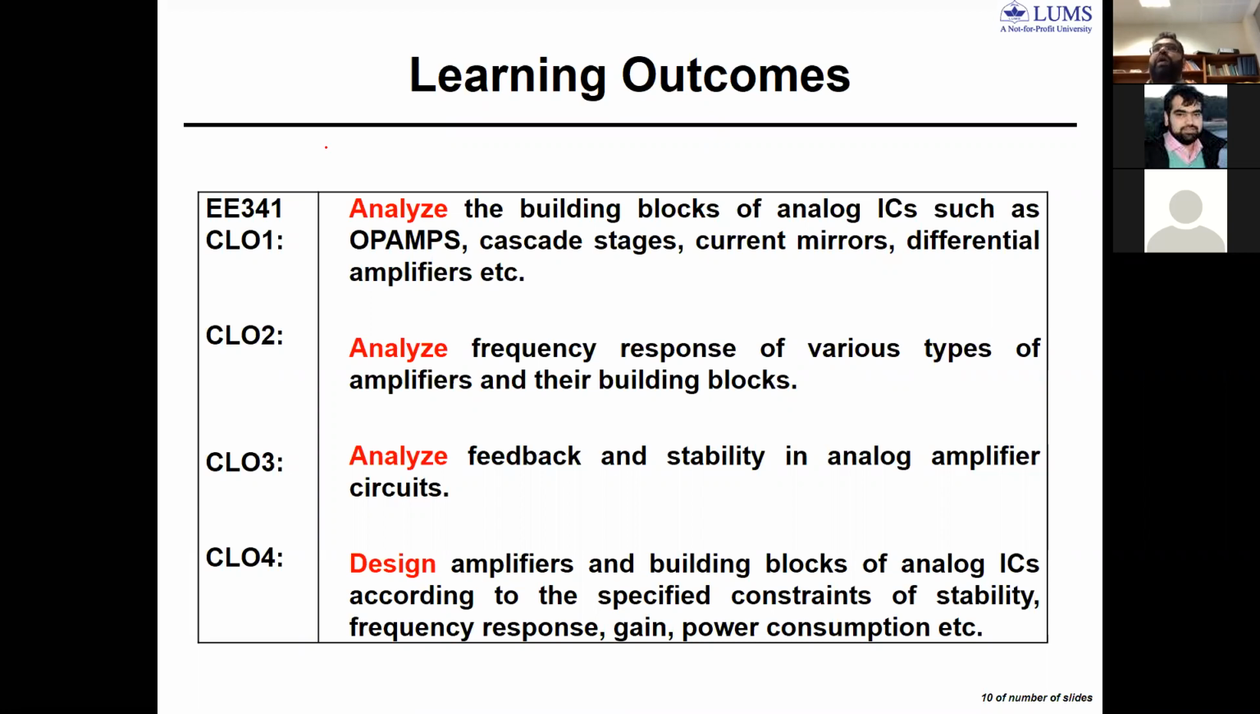Because in an amplifier, what we want to gain is this: your signal is like a 1 millivolt signal, and you want it to be amplified 10 times. So this means you have to have a gain of 10 times. Then you want some bandwidth, meaning frequency.